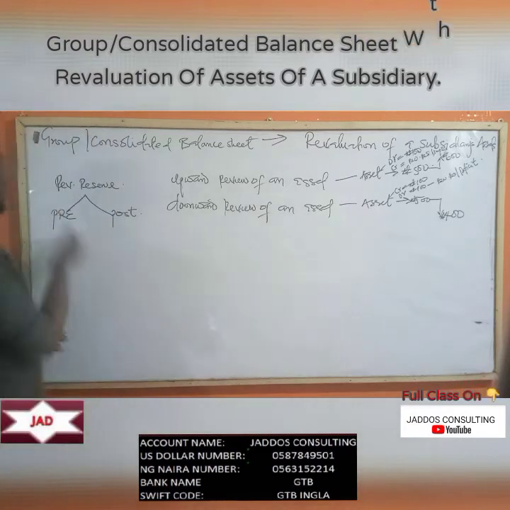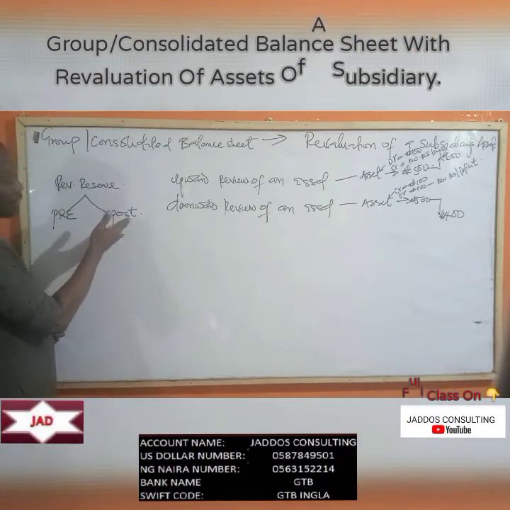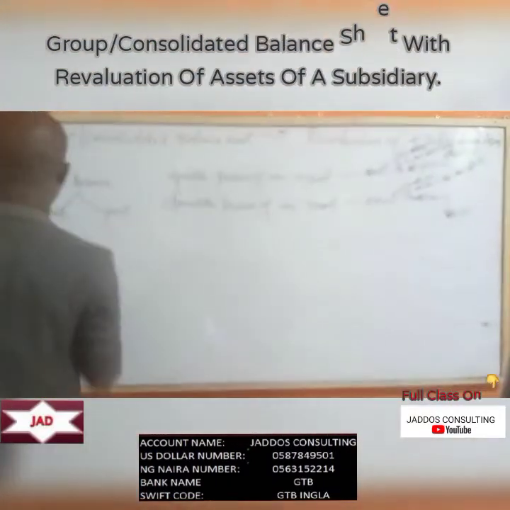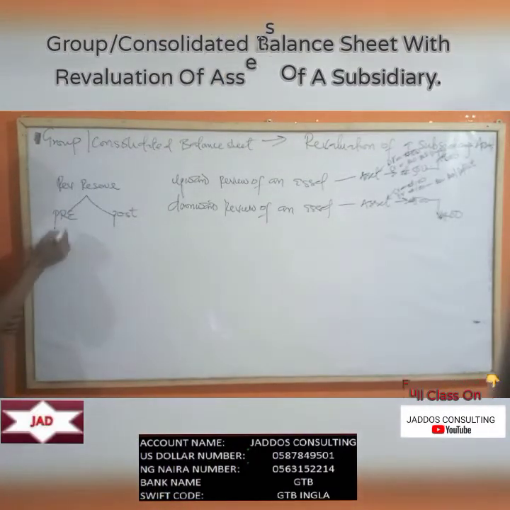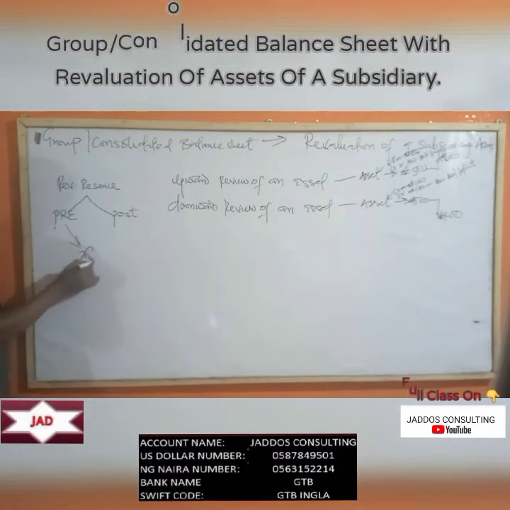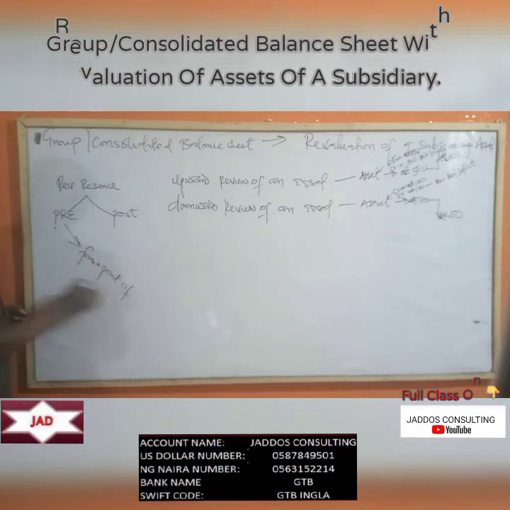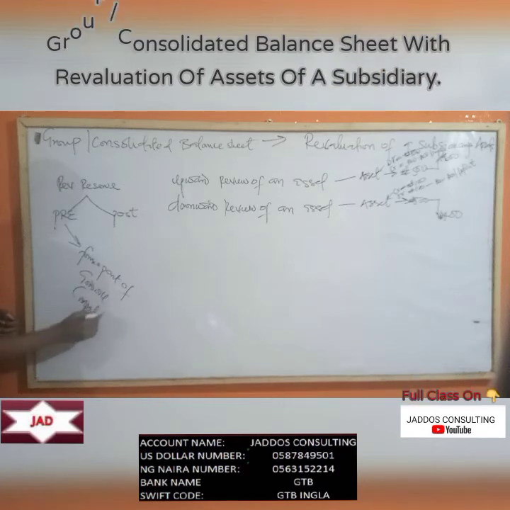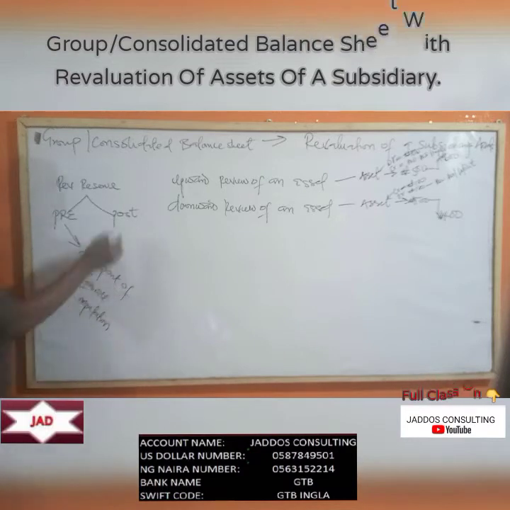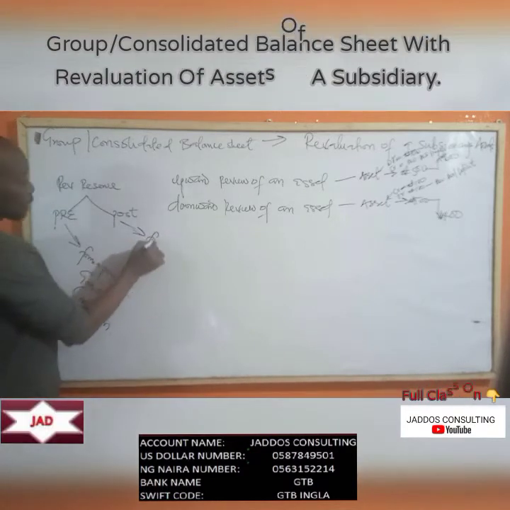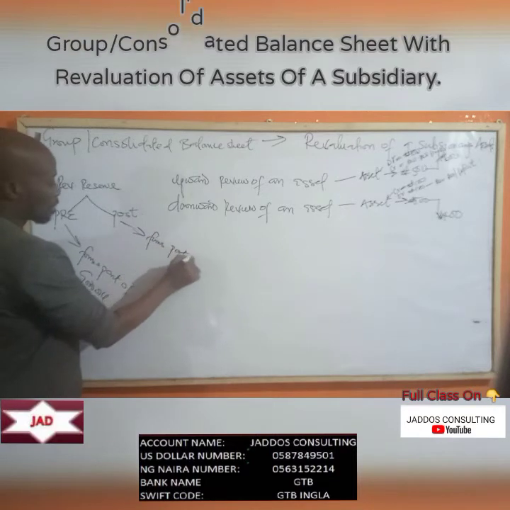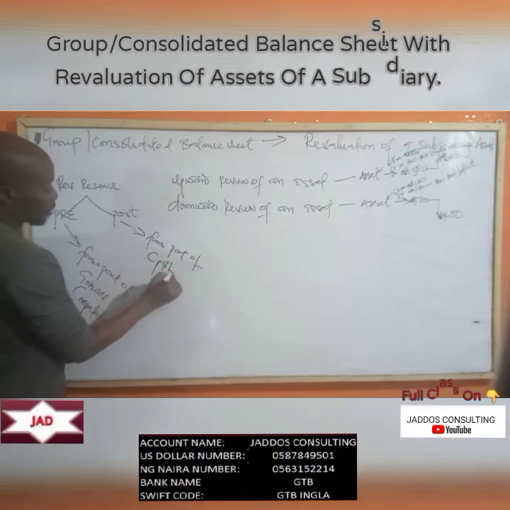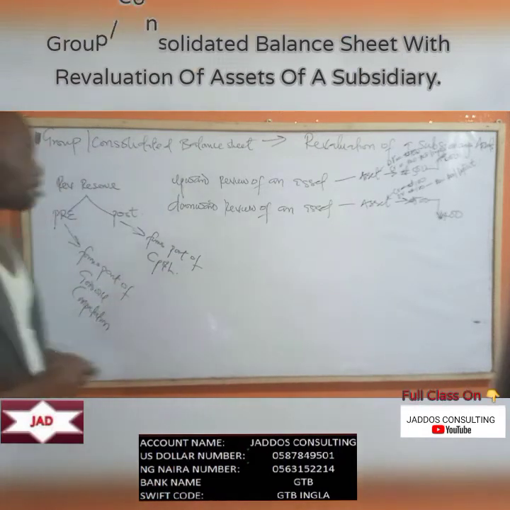When I say pre, I mean pre-acquisition reserve, post-acquisition reserve. Now remember, if it forms part of pre-acquisition reserve, then it forms part of goodwill computation. If it forms part of post, it means it forms part of CPL.